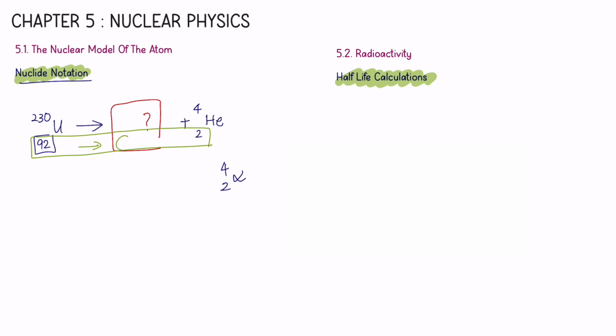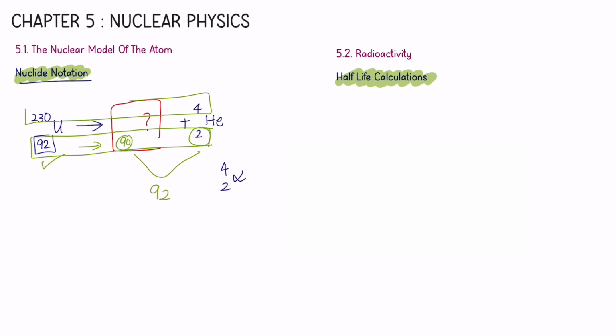Let's say they mention in the question that uranium-230, and you can get the proton number from your periodic table, decays to form another element with helium. So you should know that helium has the nuclear notation of 4-2, which is similar to alpha. Then to find what element is being released, you look at its proton number. The proton number adds up to give you 92, meaning that the proton number here is 90.